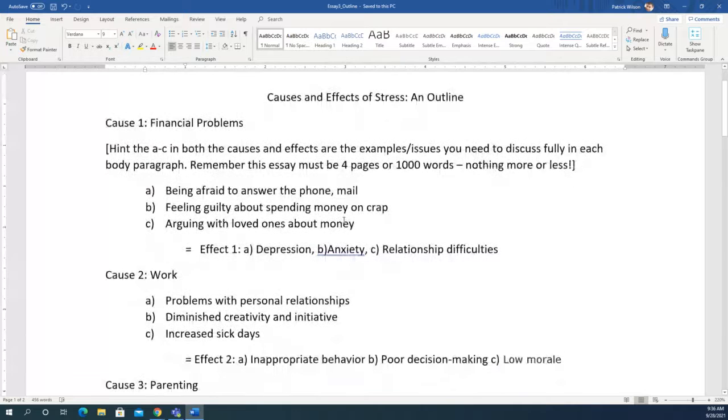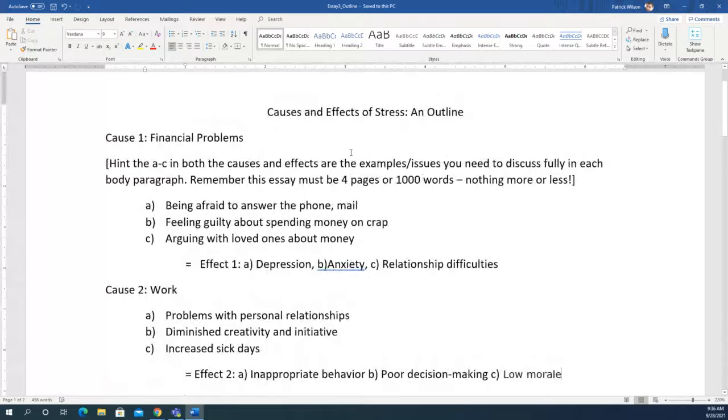So I just randomly picked a topic, because everybody can relate to stress. We have stress in the workplace. We have stress at school. We have stress at home. We have stress in relationships. We have day-to-day stress. So my topic was causes and effects of stress.